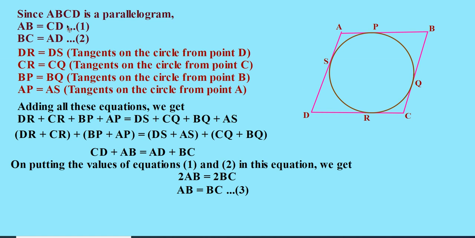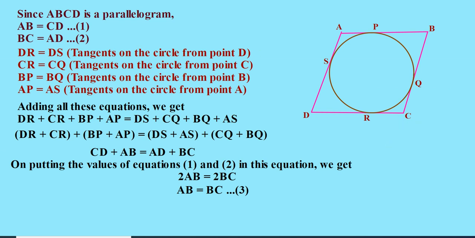Now look at equations 1, 2 and 3. Here AB is equal to CD, BC is equal to AD and AB is equal to BC. That means AB is equal to BC is equal to CD is equal to AD. AB is equal to BC means BC is equal to AD, and AB is equal to BC means BC is equal to DC. That means all the sides are equal.